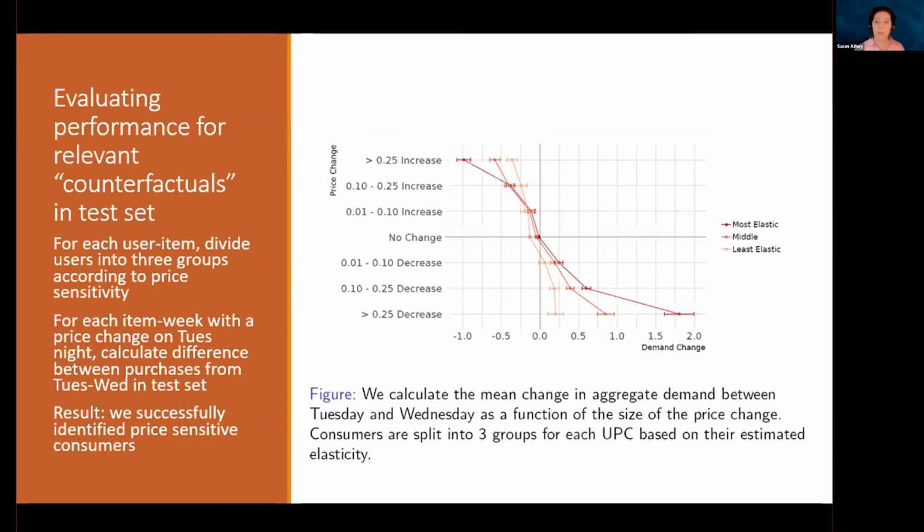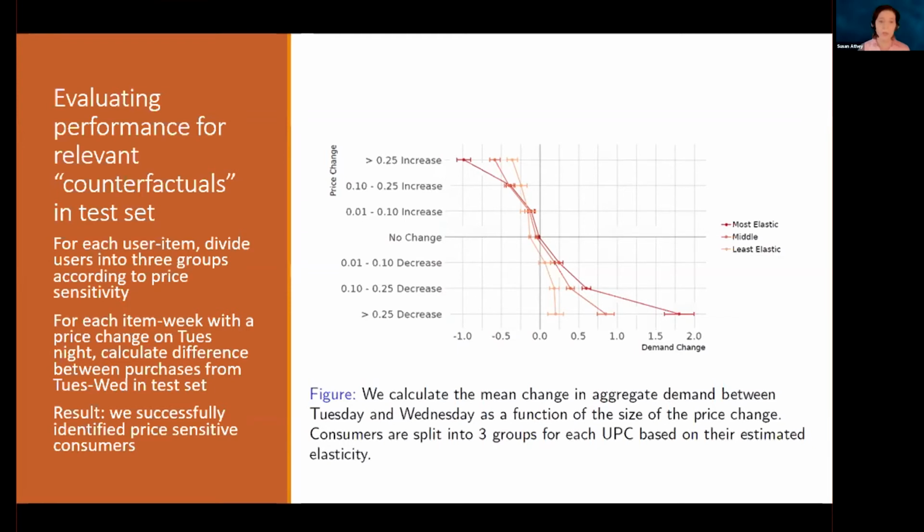So here what we did is we take every week and product with a price change, and we held out shopping trips for consumers, and then we look and say, here's a week with a price change for a particular product. For that product, we put each consumer into one of three buckets: low price sensitivity, medium price sensitivity, or high price sensitivity for that product. And that's based on our estimates from our model from the training data. But in the test data, we've just assigned them to buckets.